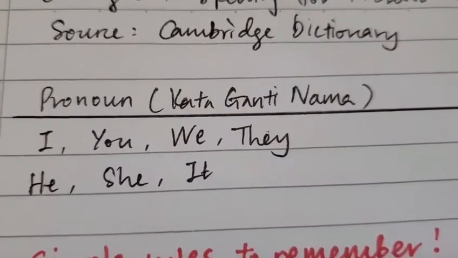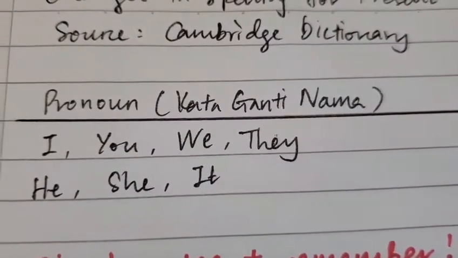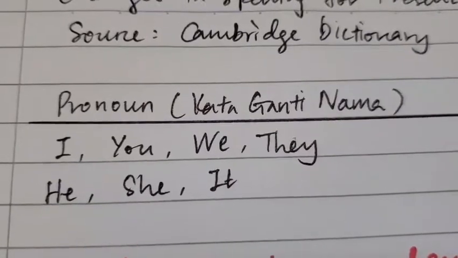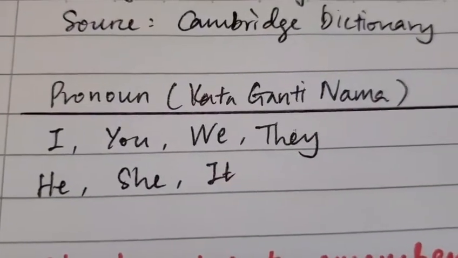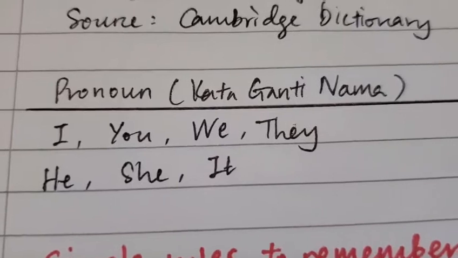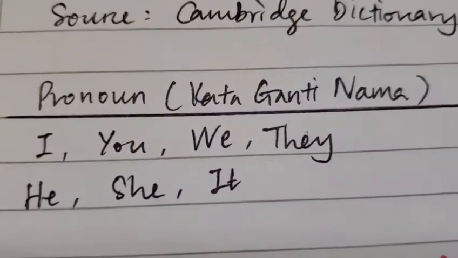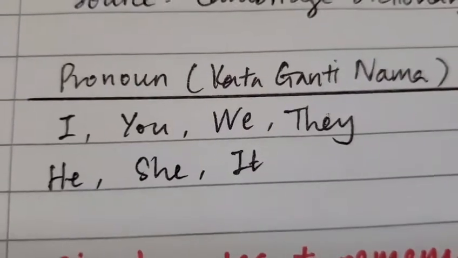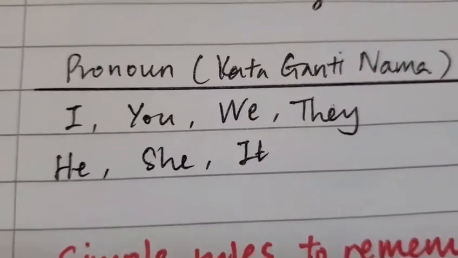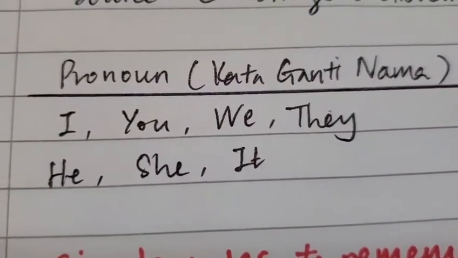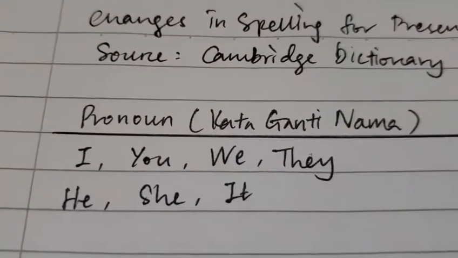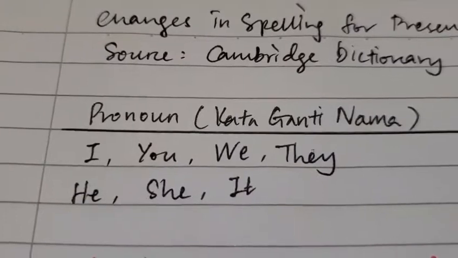Before we talk about changes in spelling for present tense, let's talk a little bit about subject-verb agreement, otherwise known as SVA. Okay, so first, let's look at some pronouns. In Malay, we call this kata ganti nama. So we have I, you, we, they, and then you have he, she, it. Subject-verb agreement means that your subject must agree with your verb.